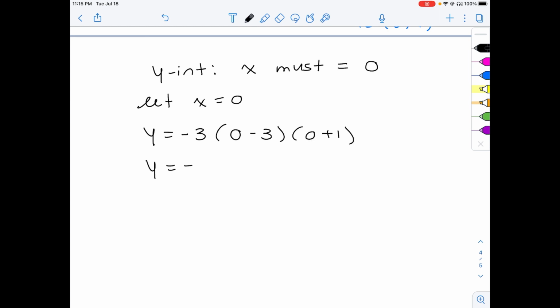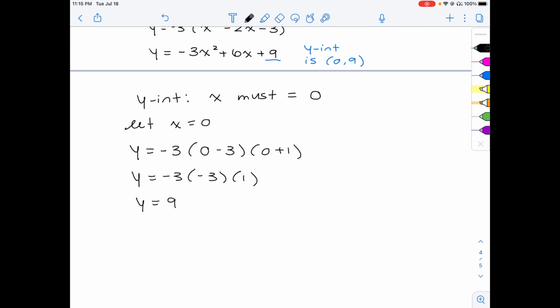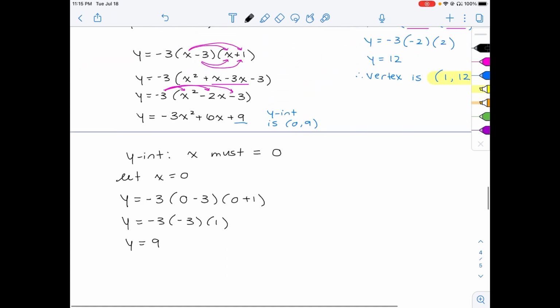Okay, so if I simplify within the brackets here, then this is -3, this is +1. And then we just have -3 times -3 times 1. Y equals 9, and that's my y-intercept. Okay, so it's up to you. That way is obviously faster. I mean, I showed a lot of steps when I was expanding. You can skip a few if you are confident in your algebra and expanding skills, but this way is faster as well.